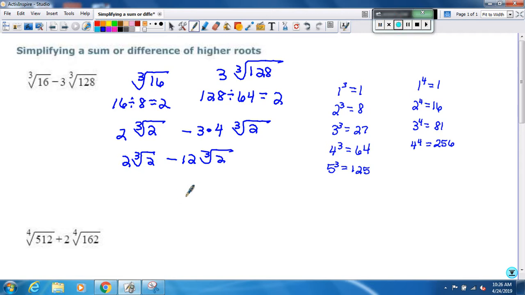Now all you do is total up the cubed root of 2, how many of those you have. In other words, just deal with the numbers out front, the coefficients. 2 take away 12 is negative 10. And that one is simplified.